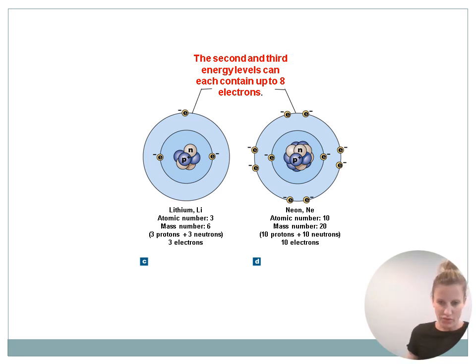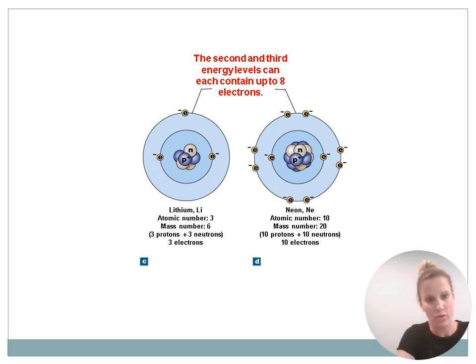So atomic number 3 tells me I have 3 protons, and remember to start with 3 electrons. Now to figure out neutrons, I need to look at the mass number. Okay, the mass is 6. 6 equals protons plus neutrons. So 6 equals 3 plus 3. That means I also have 3 neutrons.